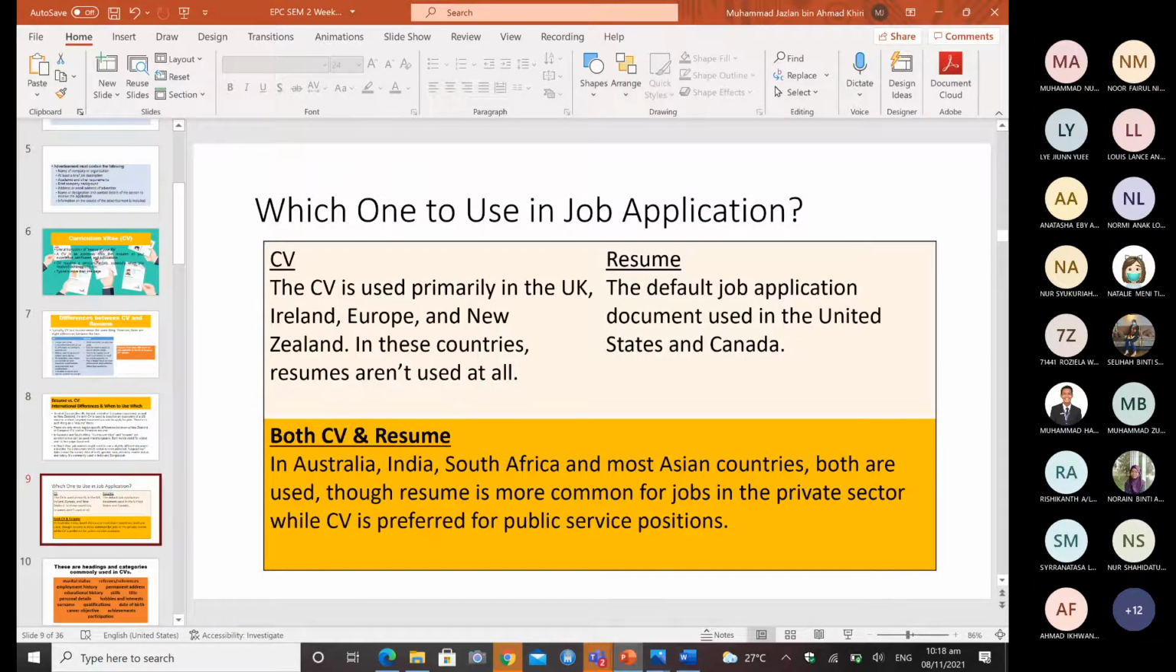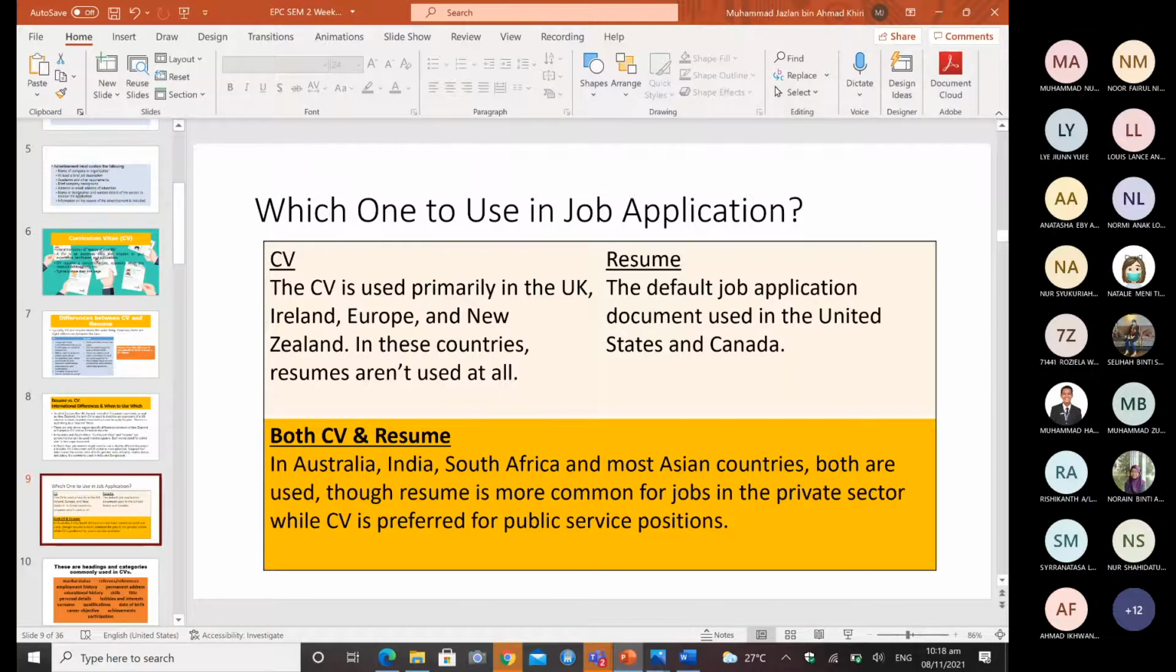To sum up, a CV is used primarily in the UK, Ireland, Europe, and New Zealand, and they don't even use the word resume. The word resume is largely used in the US and also Canada. However, both CV and resume are used interchangeably in countries such as Australia, India, South Africa, and most Asian countries. And it is said that resume is more commonly used for jobs in the private sector, while a CV is preferred for public service positions. But again, this is subject to different variances and requirements set by the employer.